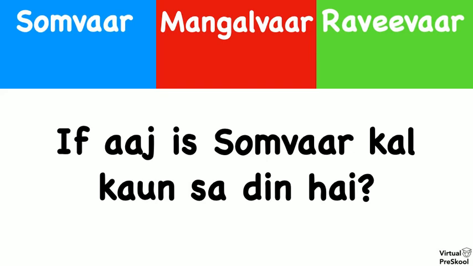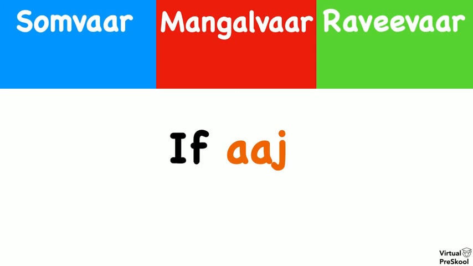Now, this is where things get real. Notice the English words aren't there anymore. So now I'm testing your memory. So the question is, if aaj is Somvar, kal kaun sa din hai? So we're using a lot of new words that we learned today and previously. Let's break it down to understand what the question is asking.